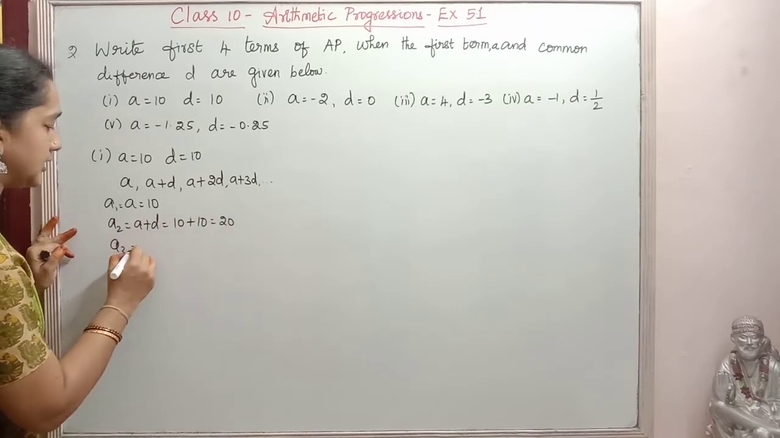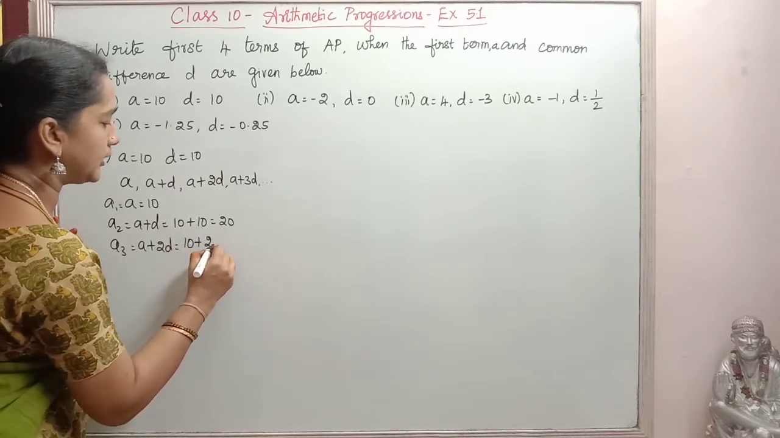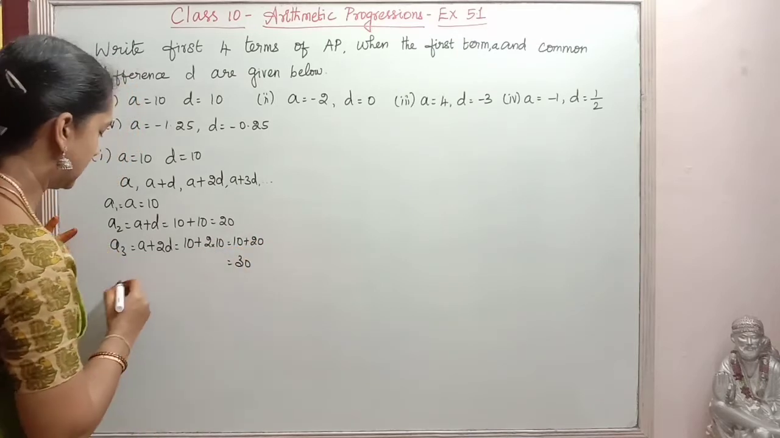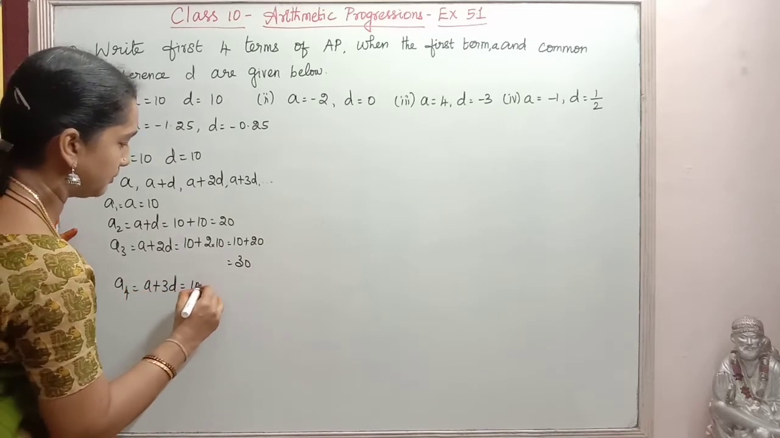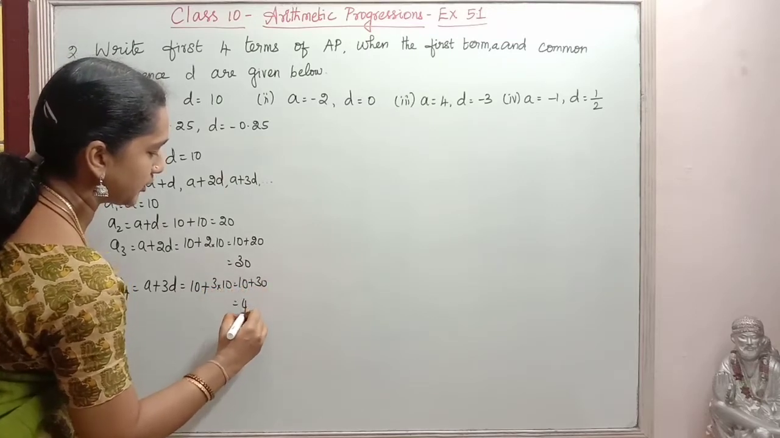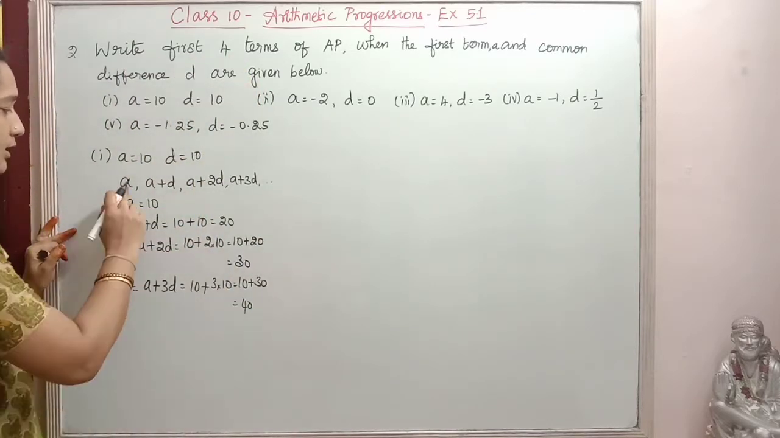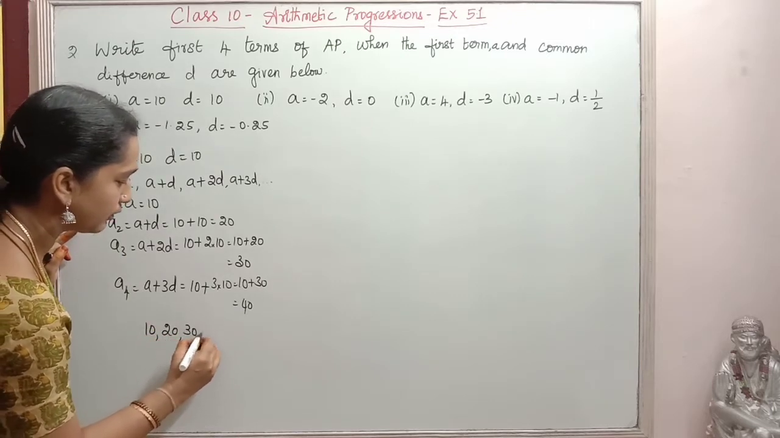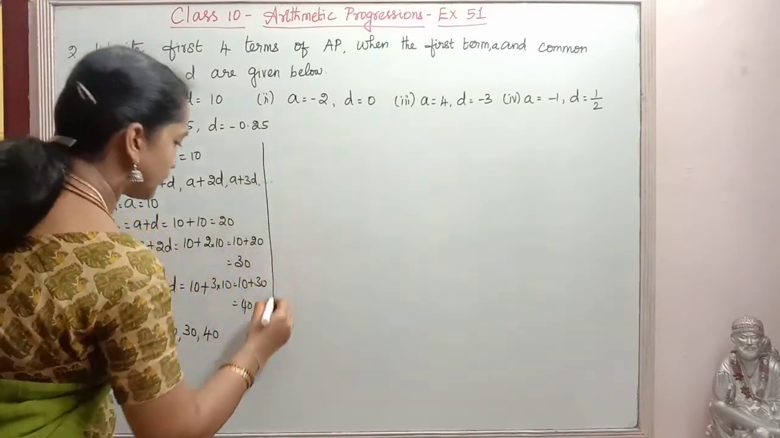Then A3 is A plus 2D. So 10 plus 2 into 10, that is 10 plus 20, that is equal to 30. Then A4 is A plus 3D. So 10 plus 3 into 10, that is 10 plus 30, that is equal to 40. So we are asked to write the first 4 terms of AP, so A1, A2, A3, A4. So 10, 20, 30, 40 are the first 4 terms of the given AP. So first sum is over.